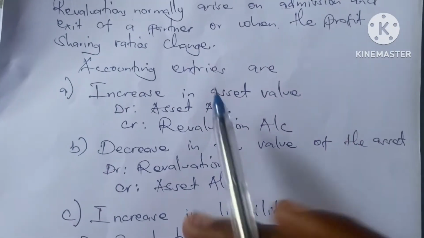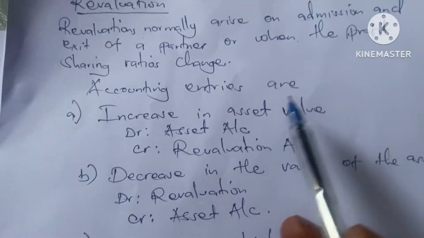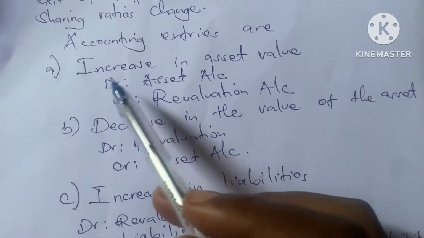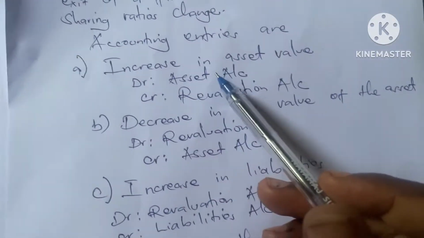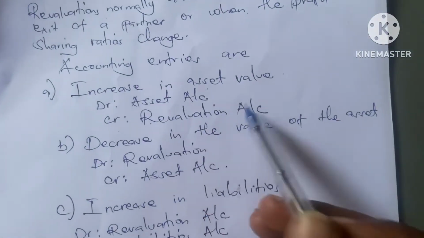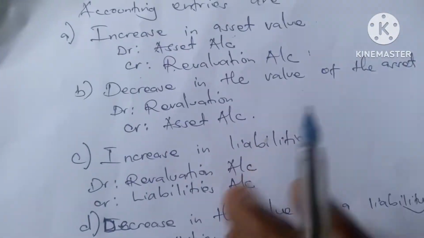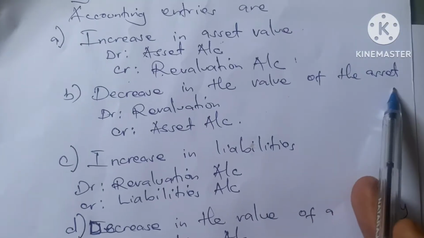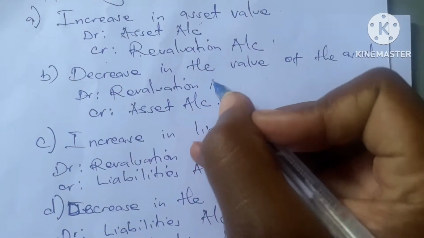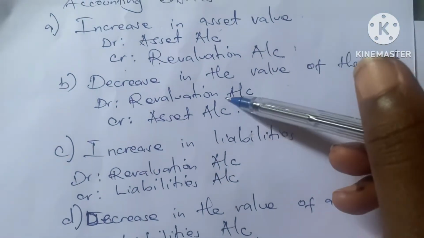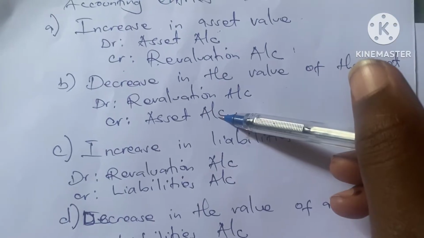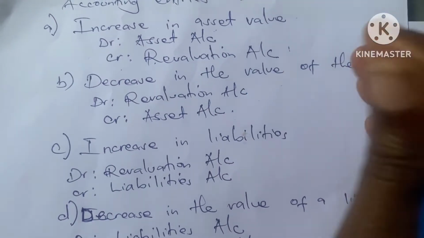So accounting entries that we have on revaluation: when there is an increase in the asset value, we debit the asset account. Since assets increase by debiting, then we credit the revaluation account. Then when there is a decrease in the value of the asset, we do the opposite of this. We debit the revaluation account, then we credit the asset account, since assets decrease by crediting.